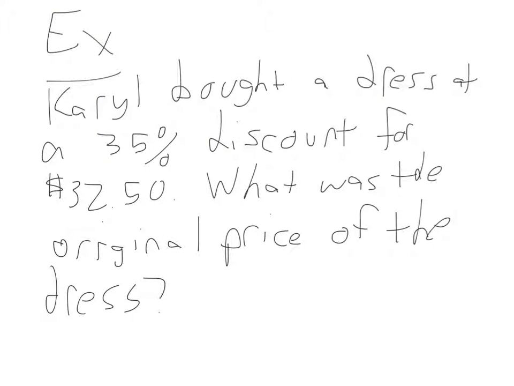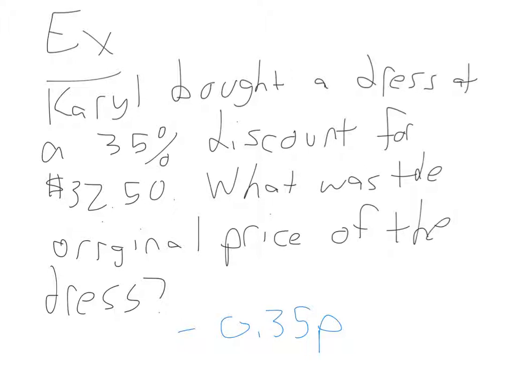Alright, here's a word problem. Carol bought a dress at a 35% discount sale for $32.50. What was the original price of the dress? Alright, so we know if we multiply 35% or 0.35 times the original purchase price, that would tell us how much was taken off the original price. That would tell us how much money it was cut down by.